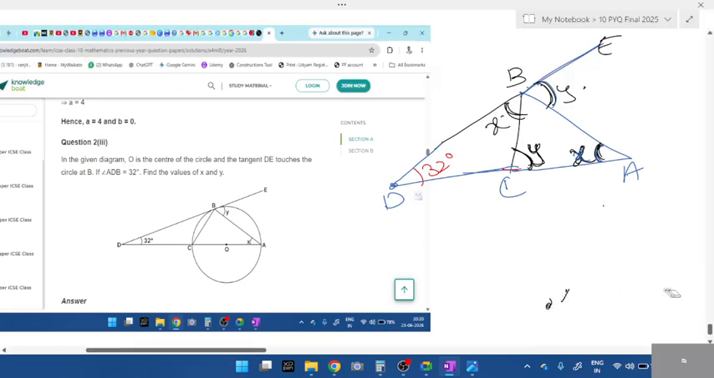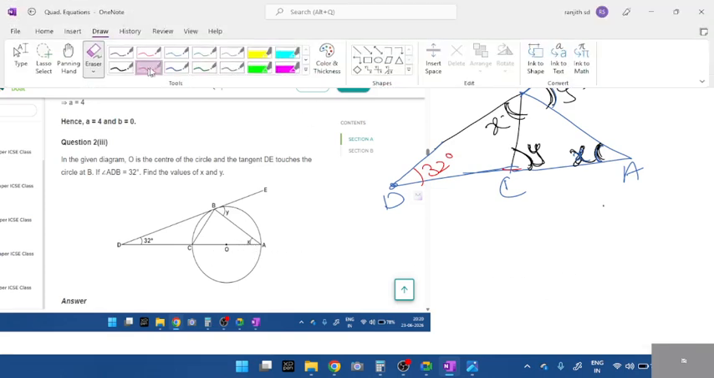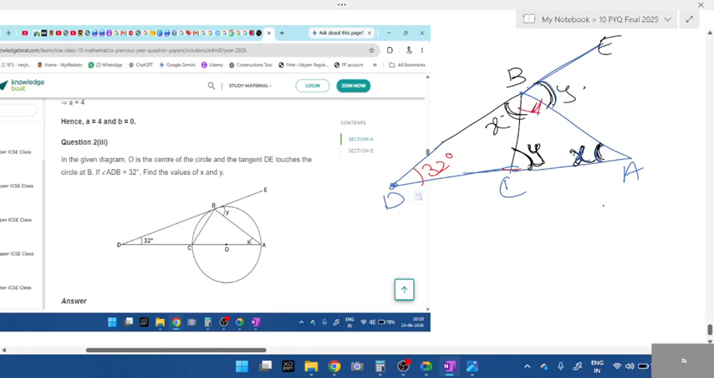So I've written the alphabet. If AC is the diameter, what about ABC? What angle is formed here? My question is, if AC is the diameter, it touches the circumference, right? What's the angle formed at the circumference? This is 90 degrees, isn't it?